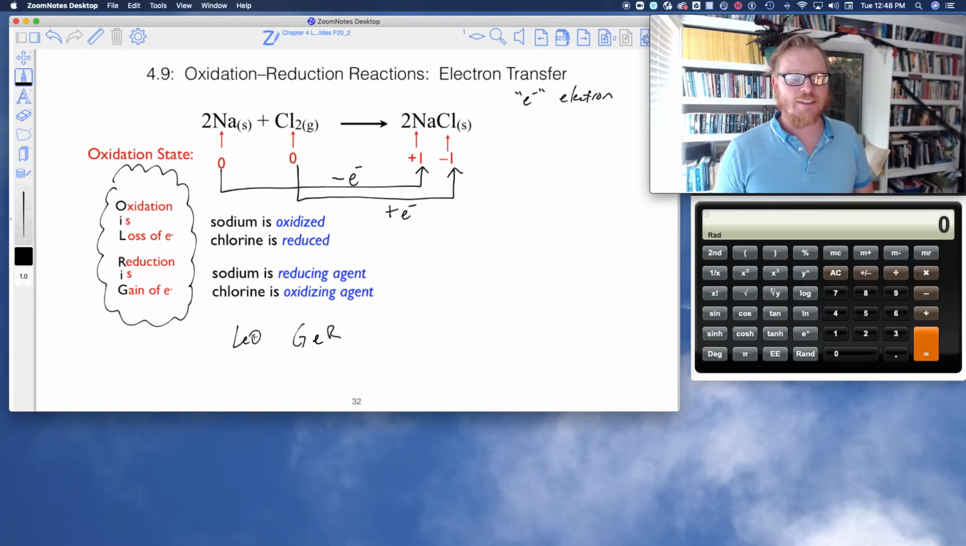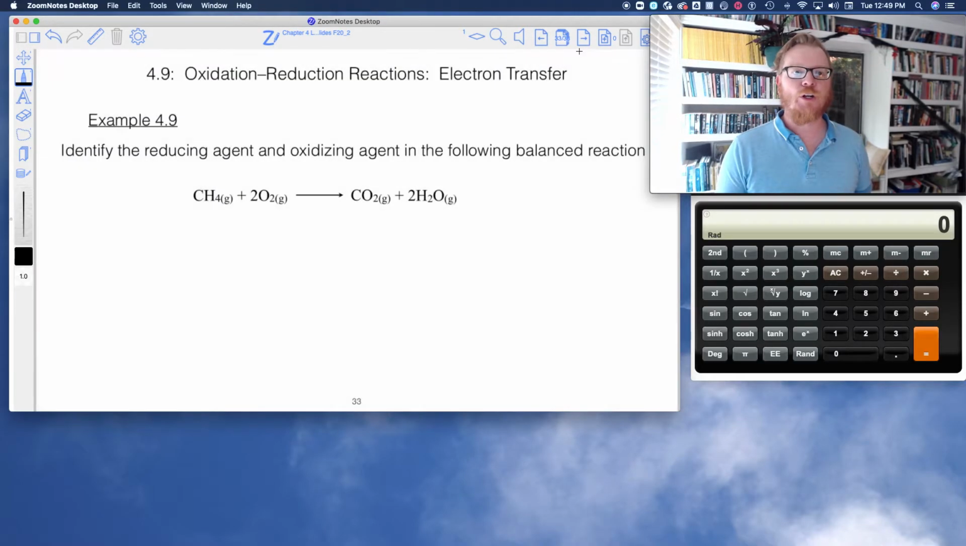Loss of electrons is oxidation. Gain of electrons is reduction. Okay, so I like OIL RIG better, but if you like LEO says GER, that's okay too. Okay, so let's keep going.